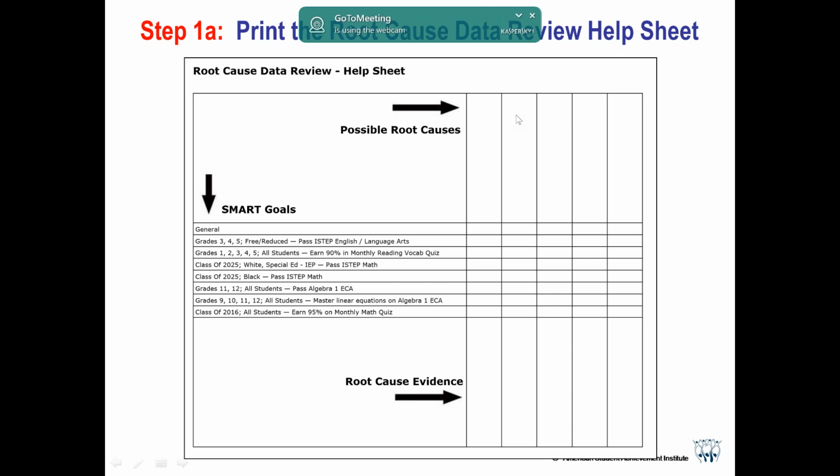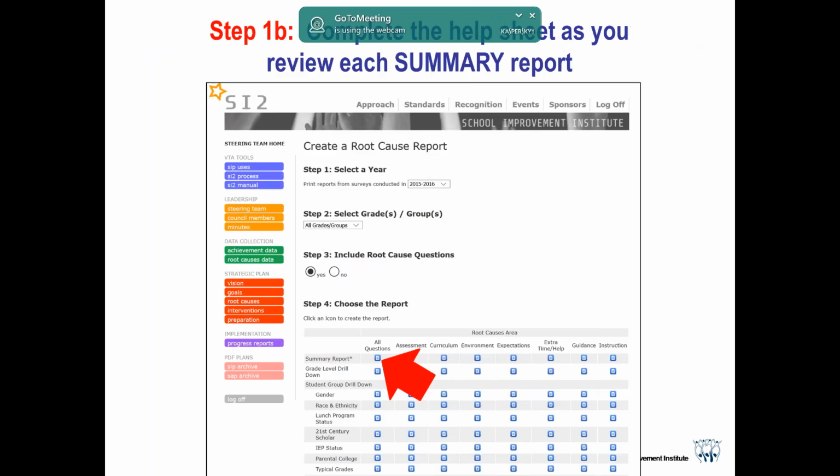If it was we don't provide extra help for kids who don't get ratios, then you would go down and find the specific goals that was an issue for. So, okay, this is the help sheet. You're going to pour through 7 different data reports, and each data report is kind of comprehensive. So we want to give you this help sheet to help you organize your thoughts as you're going through.